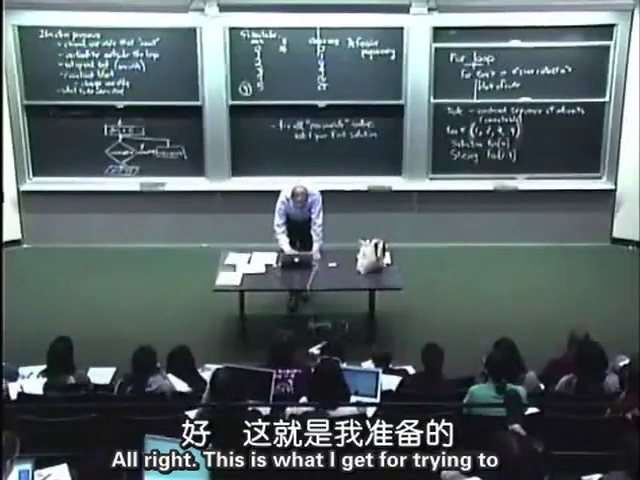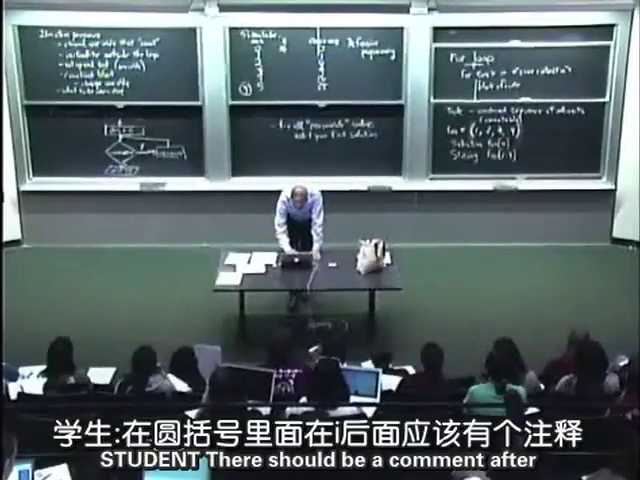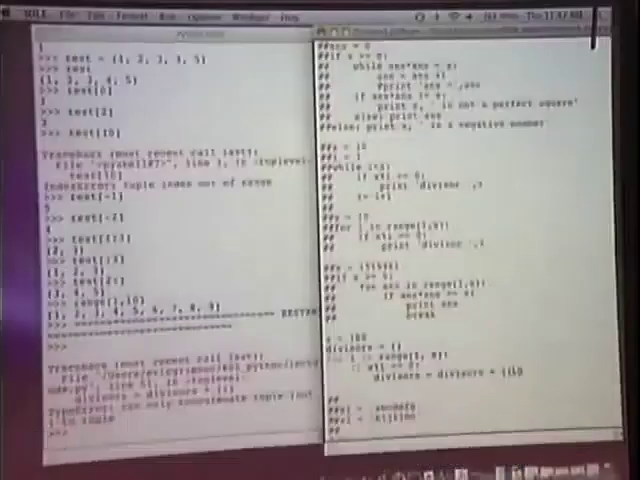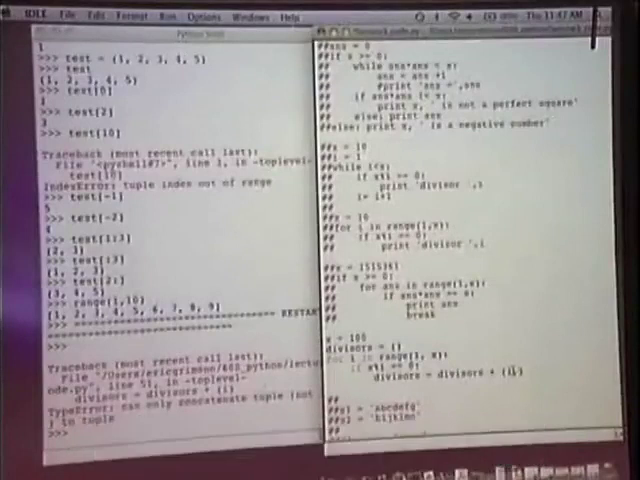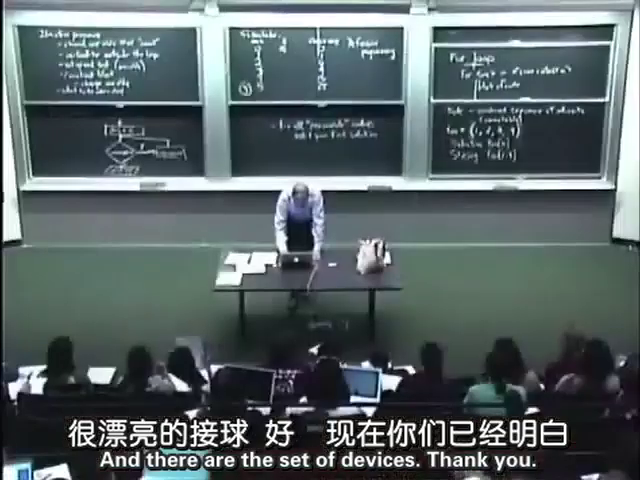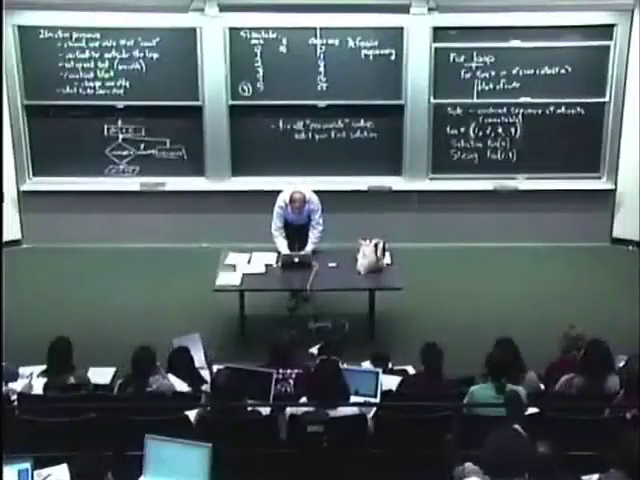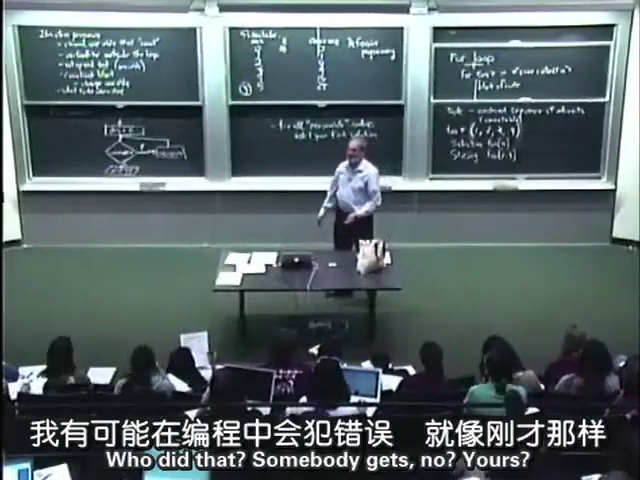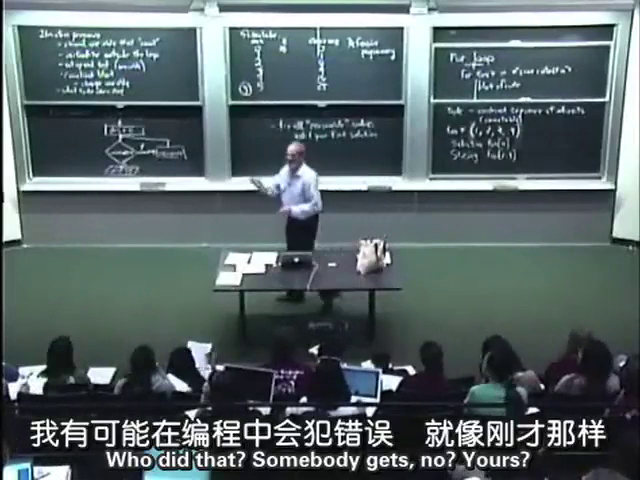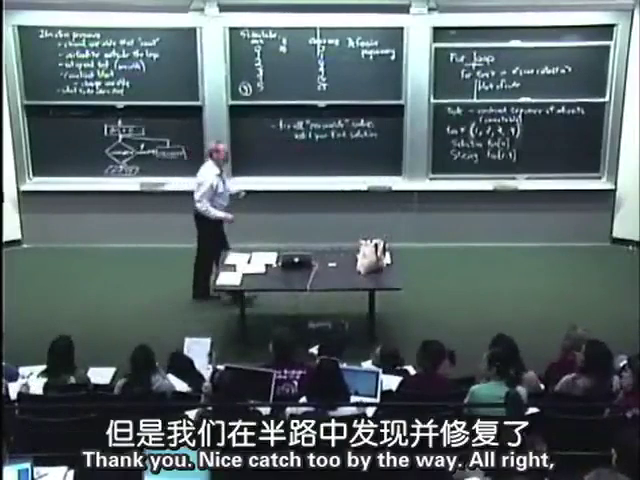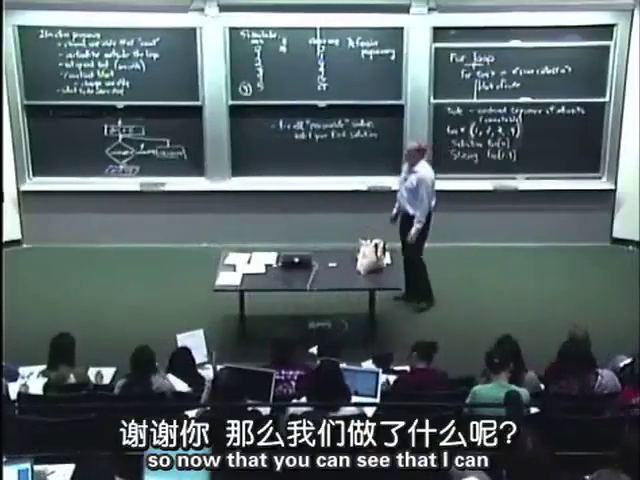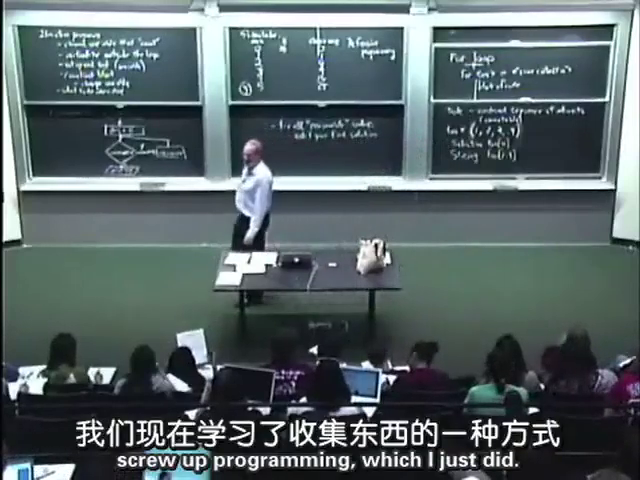All right. This is what I get for trying to... thank you. Right there. All right, we'll try this again. Okay. And there is a set of divisors. Thank you for the catch. Who did that? Somebody gets it. No? Yours. Thank you. Nice catch, too, by the way. All right, so now that you can see that I can screw up programming, which I just did, but we fixed it on the fly, thank you.